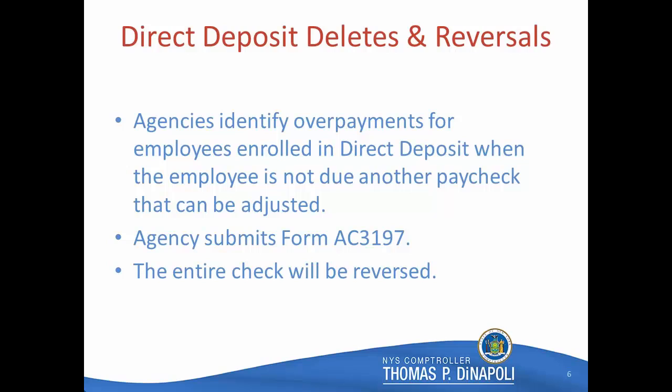Our next topic is direct deposit deletes and reversals. Direct deposit deletes and reversals are processed per agency request when an overpayment is identified for an employee with direct deposit that is off the payroll with no future checks anticipated. The agency will complete a request for direct deposit reversal or delete with the form AC 3197.